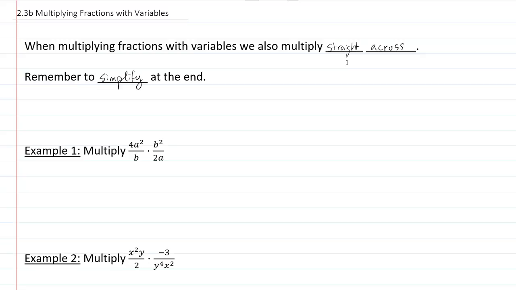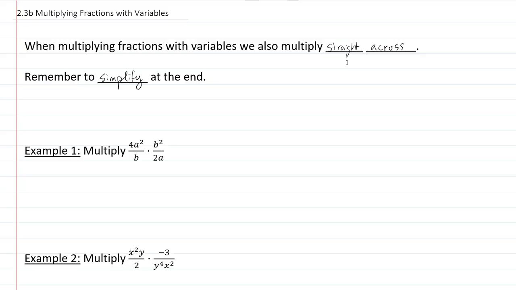This means canceling common factors on the top in the numerator and the denominator. To do this, remember, we expand the exponents and cancel each instance of each variable. So let's go through some examples. Multiply 4a squared over b times b squared over 2a. So that's our first example.